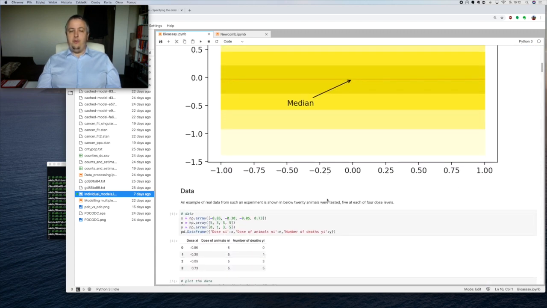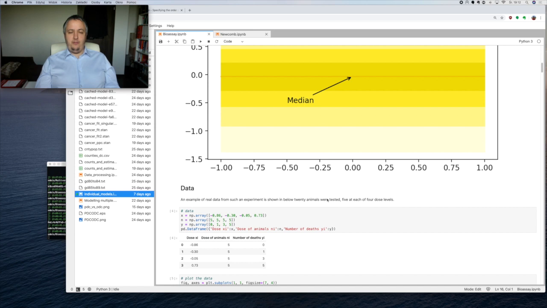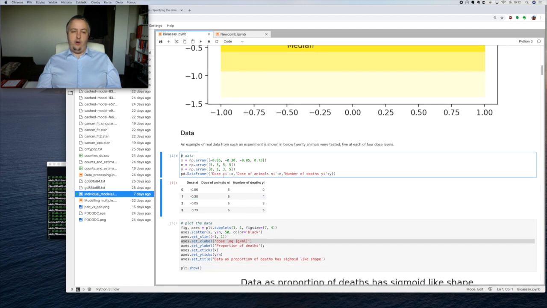So let's go to our data from our experiment. This is the data set obtained from literature, where we have four different doses, which were provided to the NI animals. In this case, in all trials, there were 5 animals. For the smallest dose, none of the animals died. For the largest dose, all of the animals died.